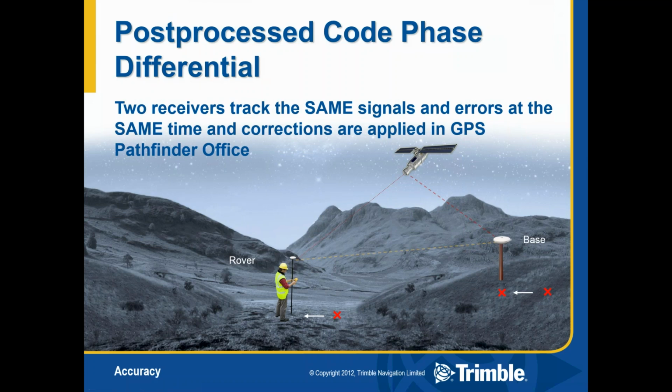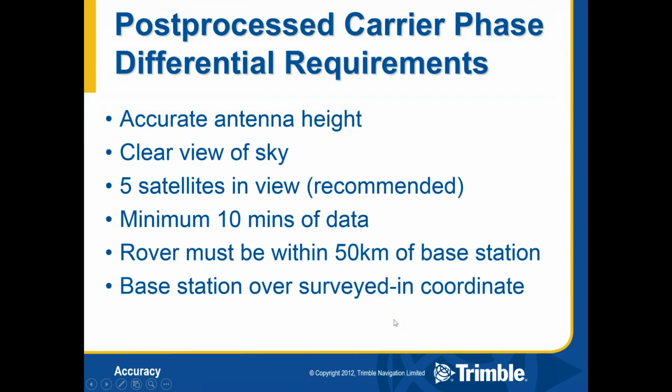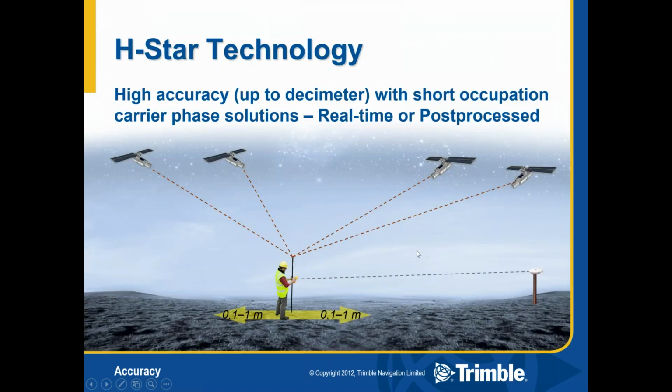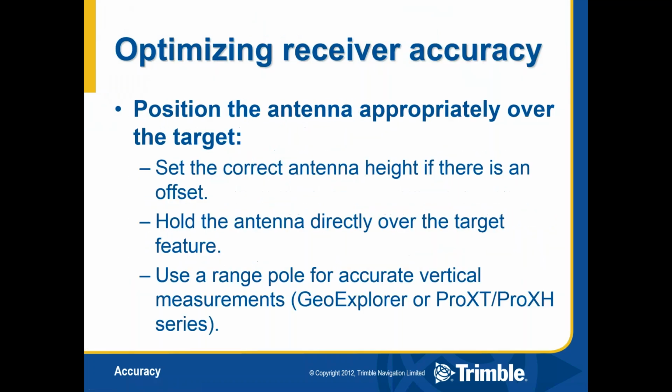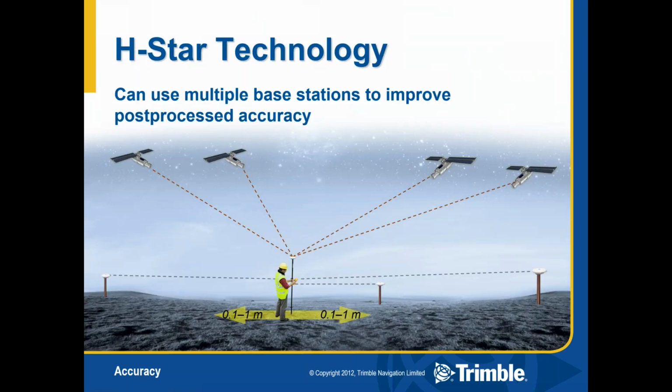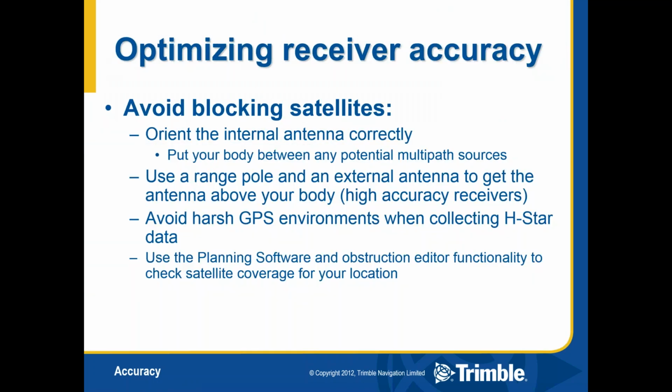So the wording they say is 2 receivers track the same signals and those errors at the same time. So this correction, when we post-processed on Monday, it was doing all that math in the background based on this, really. When you're in the field real time, it's doing the same thing. It's just sending you corrections in the field. Let's see, we'll skip most of this stuff. There's a couple good ones about when you're collecting data.